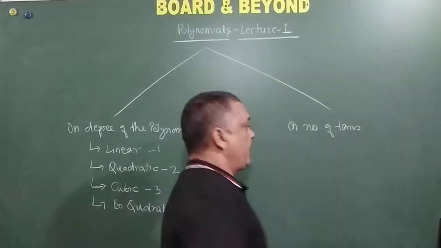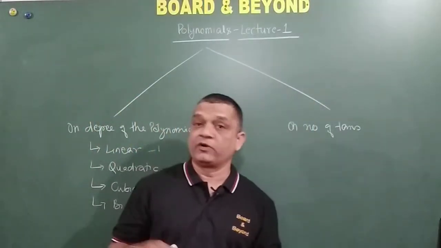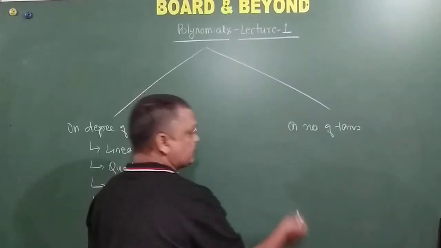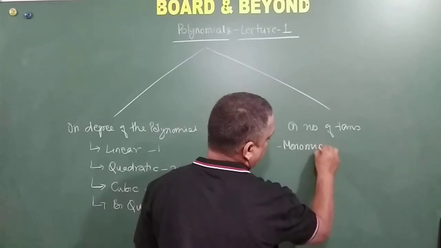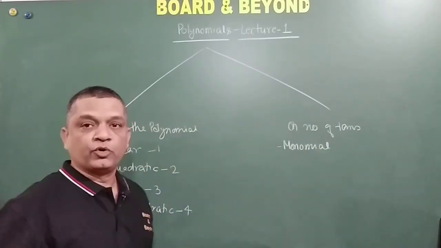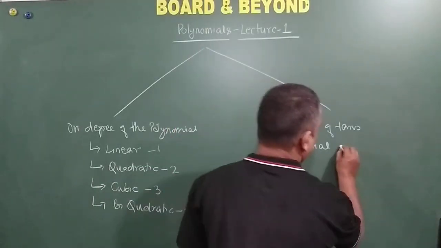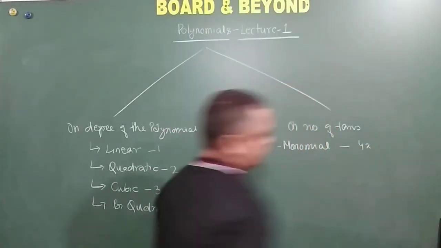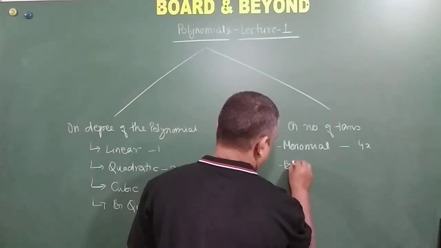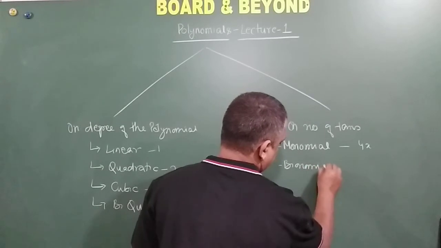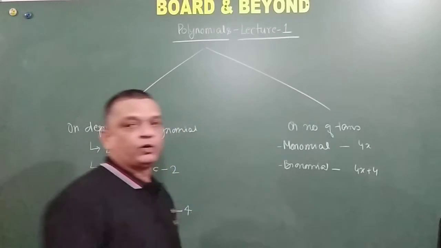Right, friends? So now coming on to the number of terms. A polynomial can have many number of terms. Okay. So coming on to the first one, we call it a monomial. A monomial has the number of terms as 1. Okay. For example, 4x. This is a monomial. Now, binomial. Let's say 4x plus 4. This is a binomial. Yeah.